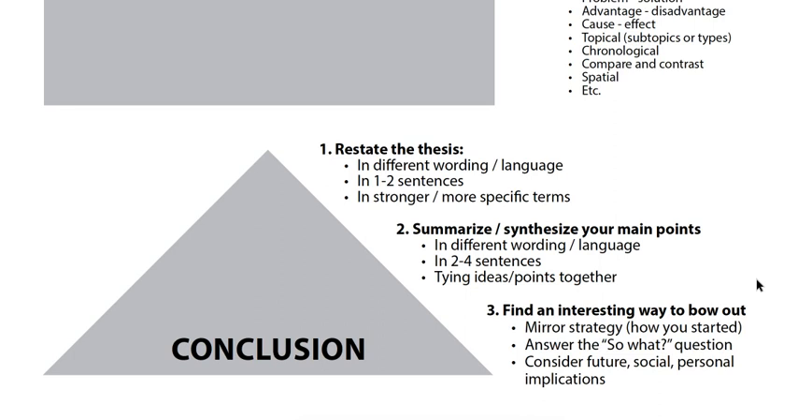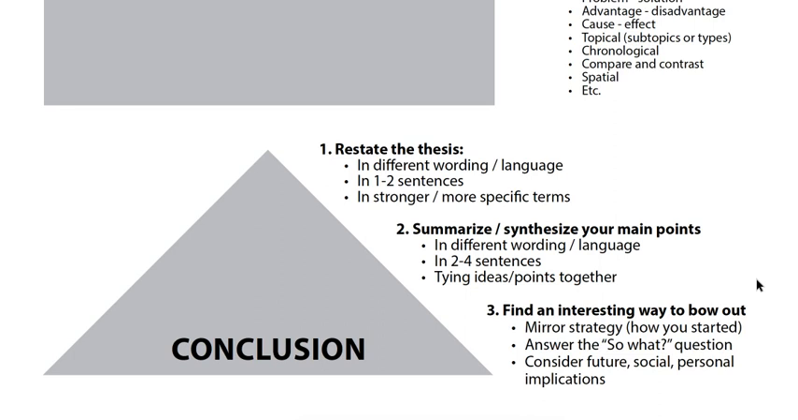Then you switch to summarizing or synthesizing your main points. The easiest to do is to summarize. You just say, I covered A, B, C, done, right? Synthesis is harder. Synthesis is where you're taking your points, point A, point B, point C, and showing how they work together or don't work together to come to your final conclusion. So summary is like the basic version of that.